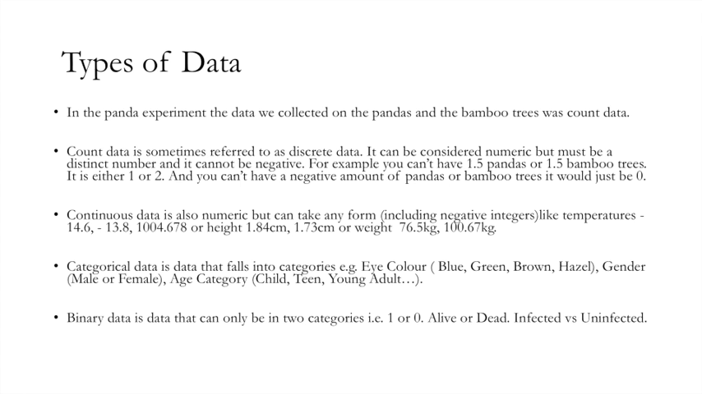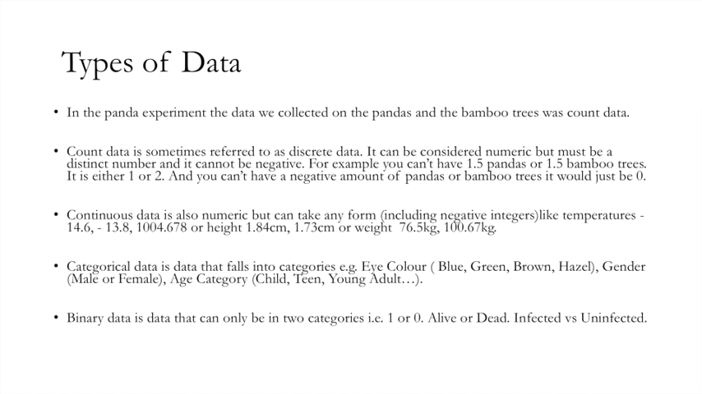Something I haven't mentioned here is types of data. And this may be something you've come across before. In the panda experiment, the data collected on the pandas and the bamboo trees was what we called count data. Count data is sometimes referred to as discrete data. It can be considered numeric, and it must be a distinct number. Okay, it can't be negative. For example, you can't have 1.5 pandas or -1 pandas or 1.5 bamboo trees. It's either 1 or it's 2, and you can't have a negative amount. It'd either be 0. It'd have to be 0.